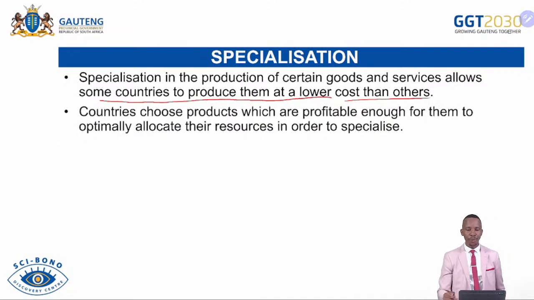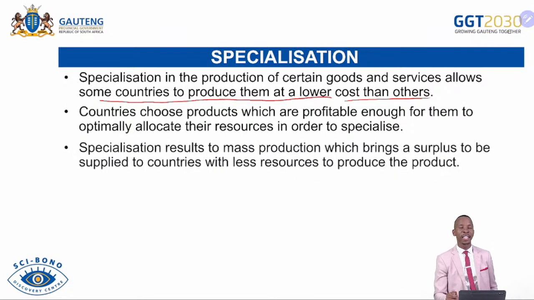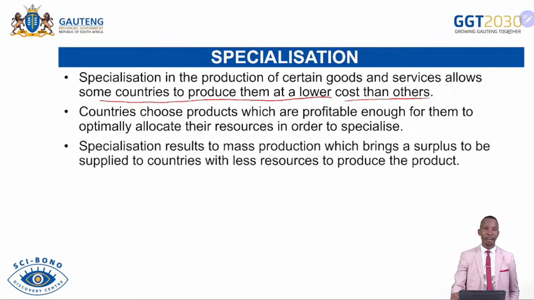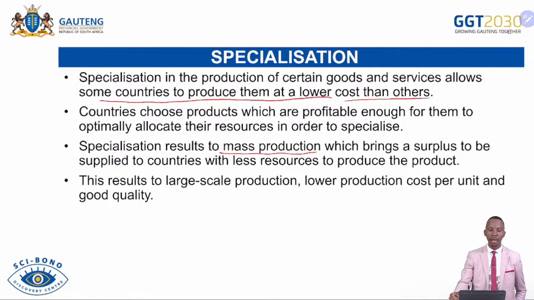And then countries choose products which are profitable enough for them to optimally allocate their resources in order to specialize. They choose those goods that are profitable for them. They don't choose goods that are not profitable enough for them to allocate their resources effectively at the maximum level and efficiently. So specialization results in mass production. There will be large productive capacity, and then it will bring surplus to be supplied to other countries that have fewer resources to produce the particular product.